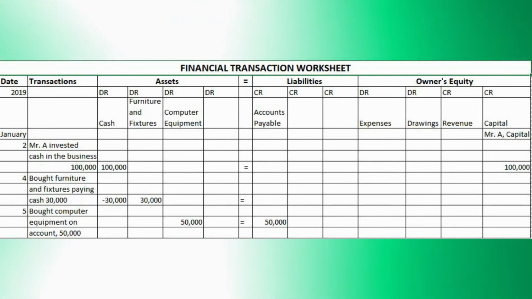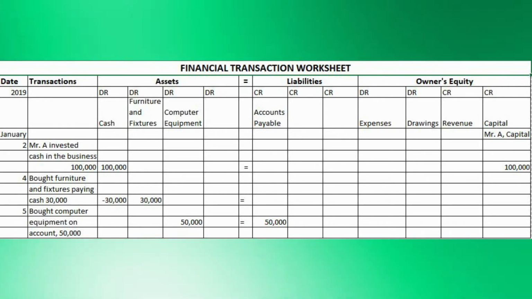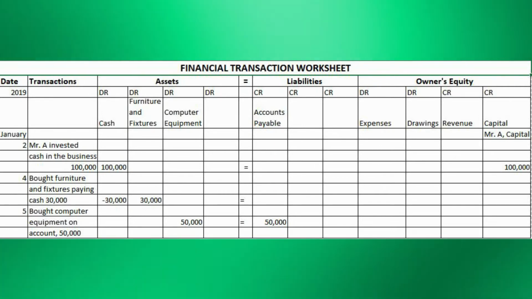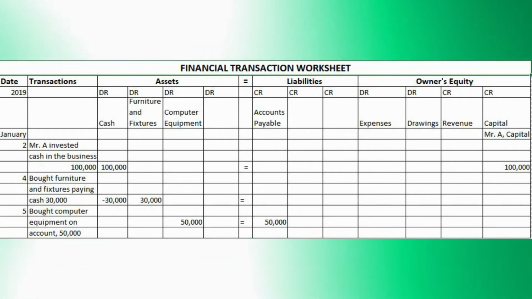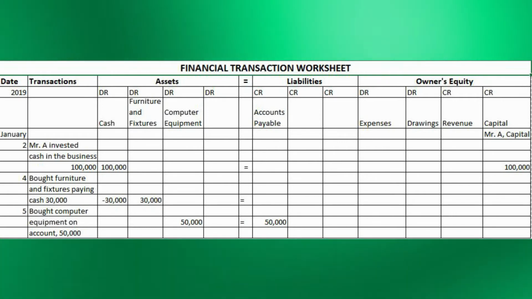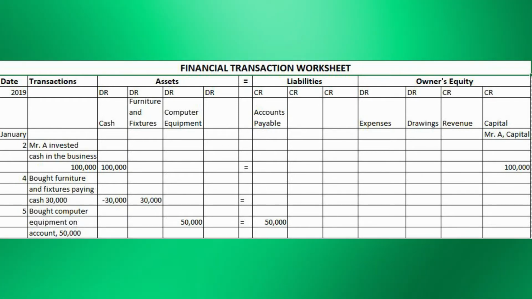On January 4, the business acquired furniture and fixtures paying cash. So we have another column on the left side of the equation for furniture and fixtures. And if you look at the left side, there is also the decrease of cash, 30,000. On the right side, there are no effects. So it is only on the left side, merely a conversion of cash to furniture and fixtures.